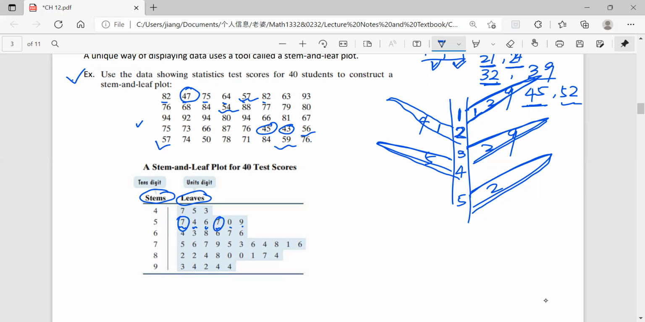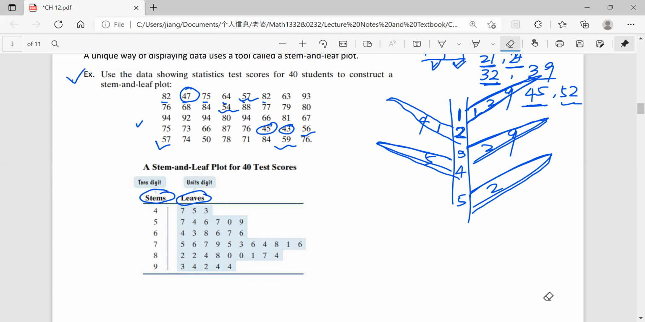That also represents two data values. So you can't say they are the same. Can I delete one? No, you keep all the information because that represents different people's scores. They got 57, 57.